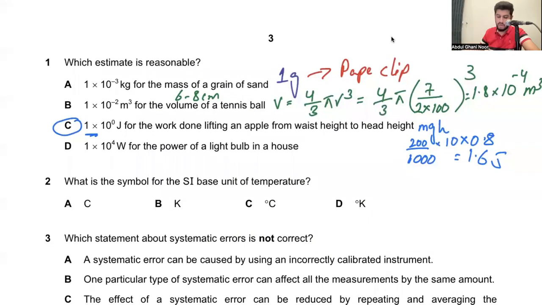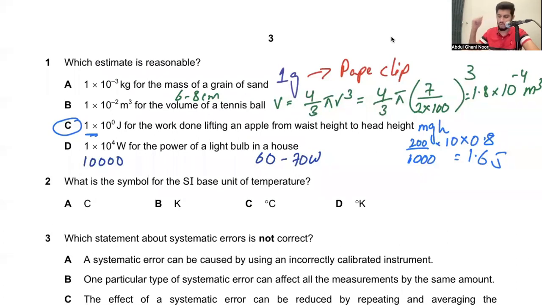So I believe this is a reasonable estimate for the work done to lift an apple from waist height to head height. Option D says 1 into 10 to the power 4 watts for the power of a light bulb in the house. So the power of a light bulb in the house is approximately 60 to 70 watts. And 1 into 10 to the power 4 is obviously 1 followed by 4 zeros, which is way greater than 60, 70 watts.